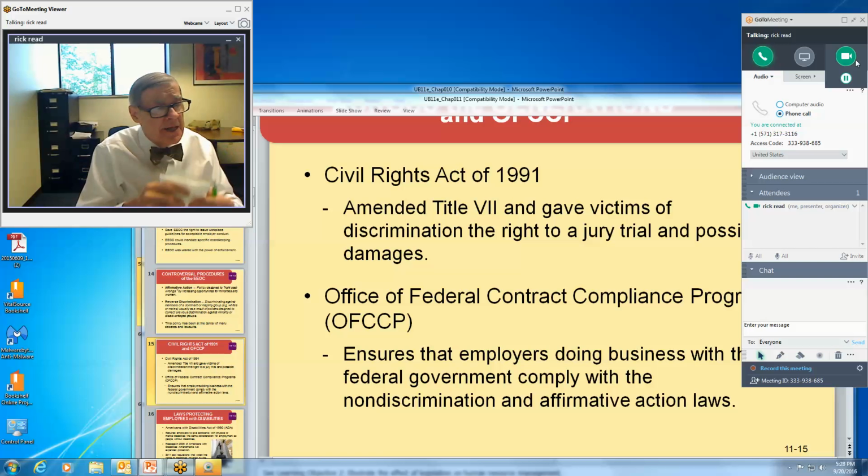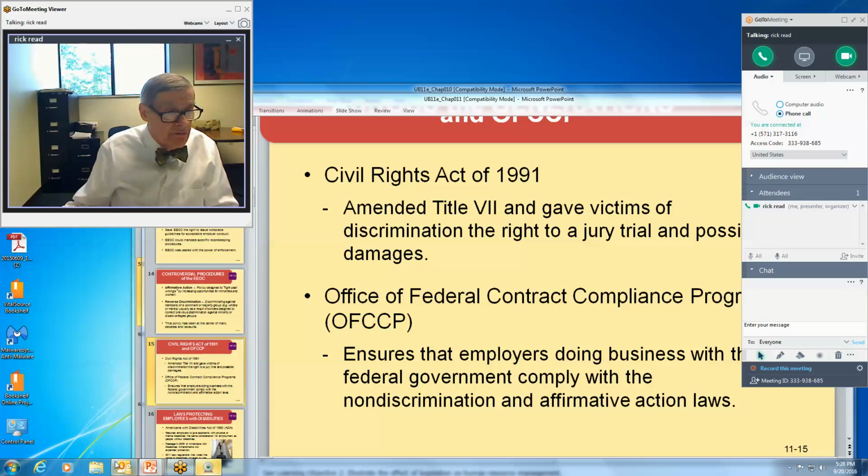The Civil Rights Act of 1991 expanded the 1964 Civil Rights Act, and plaintiffs can now, these are the victims of discrimination, have a right to a jury trial and could be awarded damages. And then the Office of Federal Contract Compliance ensures that employers doing business with the United States government comply with non-discrimination and affirmative action laws.